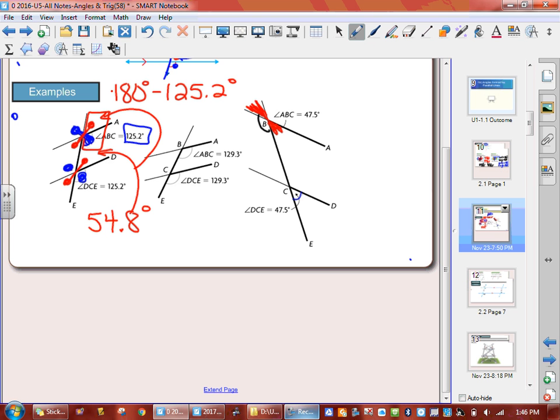We can do the exact same thing with the second example. But we're going to take a look at the third example. So I've identified in red the section that the angle is talking about. So the angle they're talking about here is 47.5. But the one I want you to find is that angle. How can I find that one if I know both of those? There's two different ways you could do it. Any ideas?